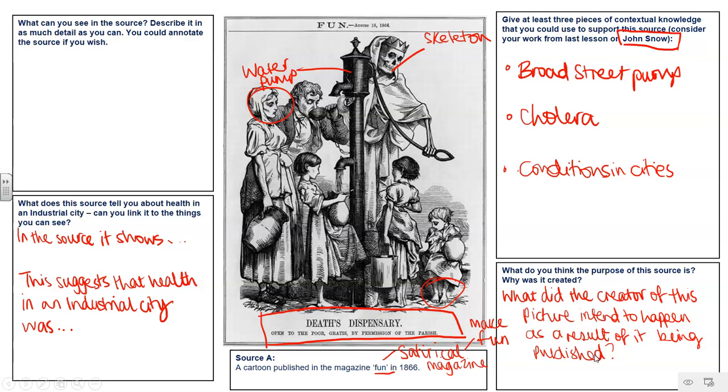So once you've answered that question, you should have fully analysed this source. So you've picked out details in it, you've told me what the source tells you, you've backed that up with contextual knowledge that would support your inferences, and then you've talked about why that source was created. You should submit your work via Satchel 1 to your teacher. Good luck!